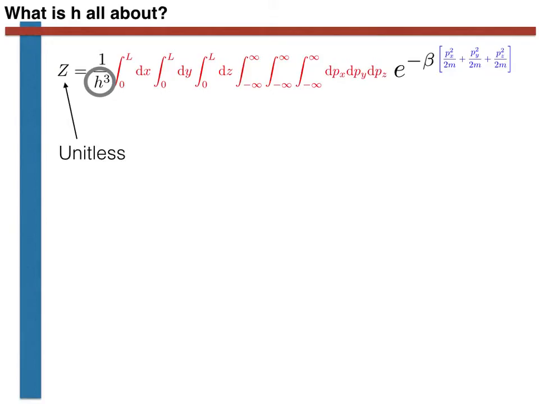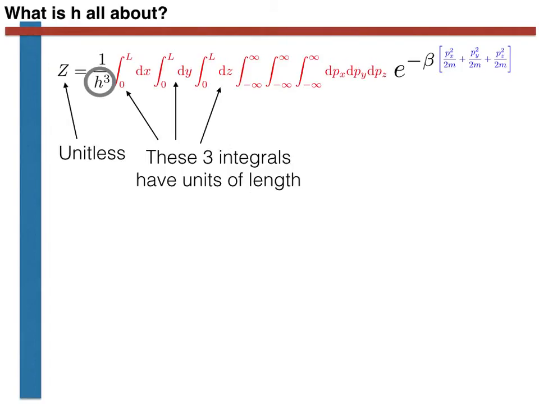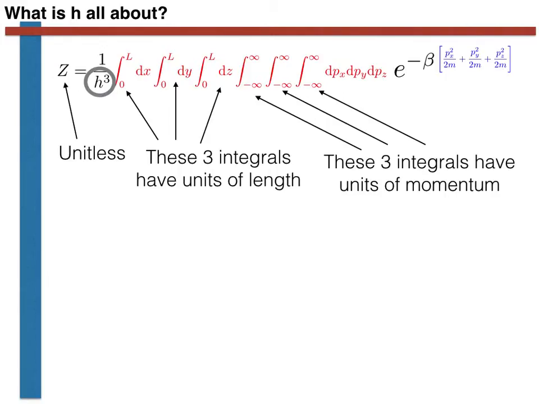If we calculate z by taking the following integral, it will have a unit, however. Each of the first three integrals over length will contribute a unit of length to the final partition function, and each of the second three integrals will contribute a unit of momentum. The partition function, the integral shown here, will thus have a unit of length cubed multiplied by momentum cubed.